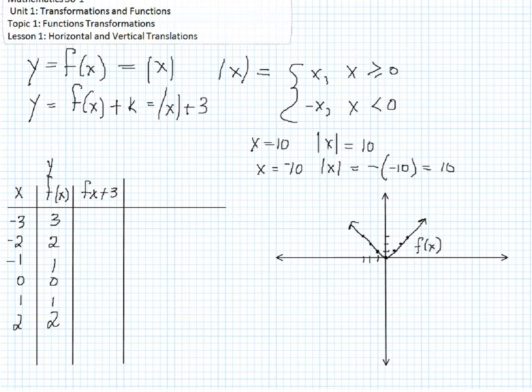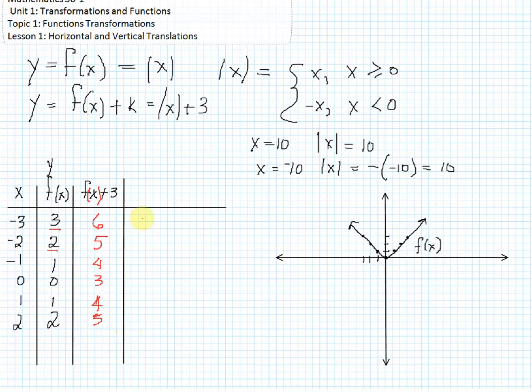So we're taking f of x. Oops, I forgot to put my brackets in there, so we'll correct that. We take f of x and we add 3 to it. So if I take my f of x, which is 3, and I add 3 to it, I'm going to get 6. I take f of x of 2, add 3 gives me 5, and so on. 0 plus 3 is 3, and I get 1 and 2 here, so that's 4 and 5.